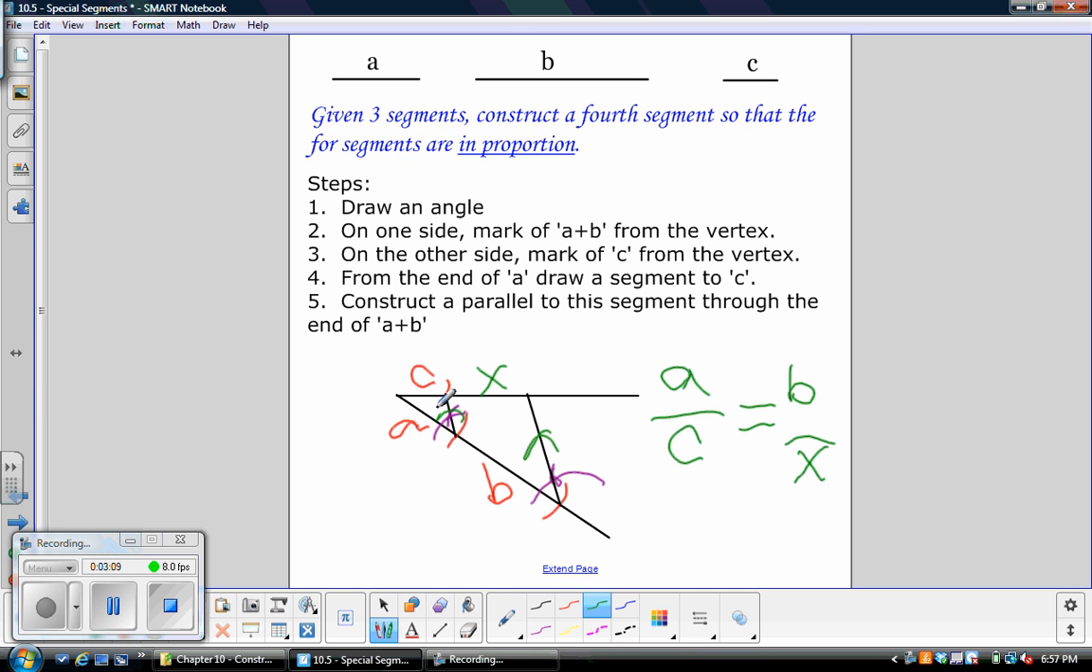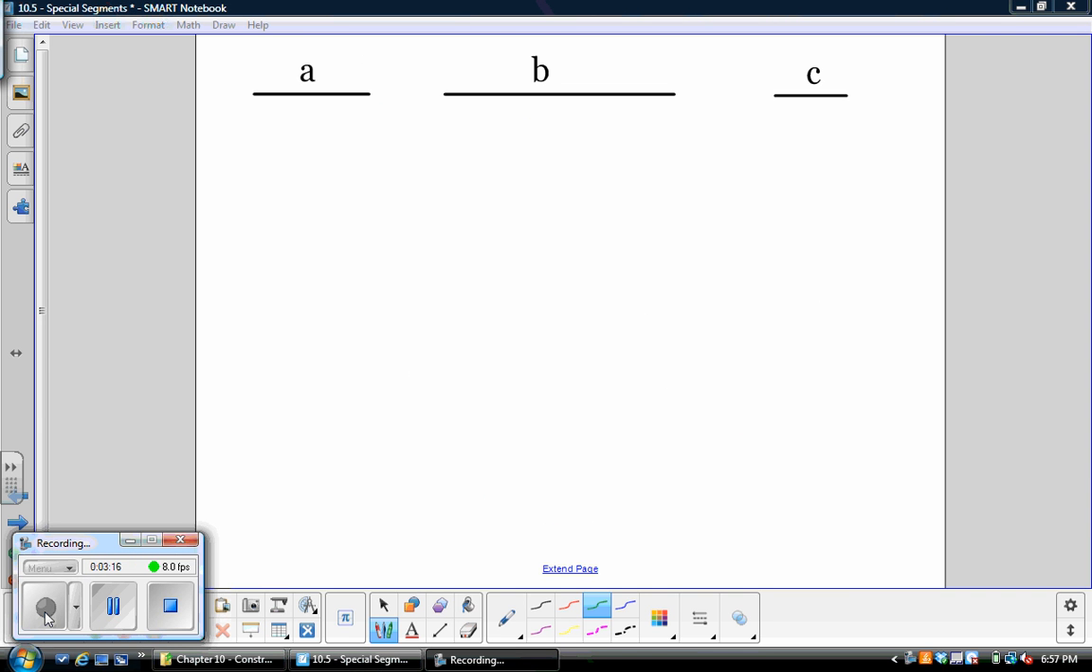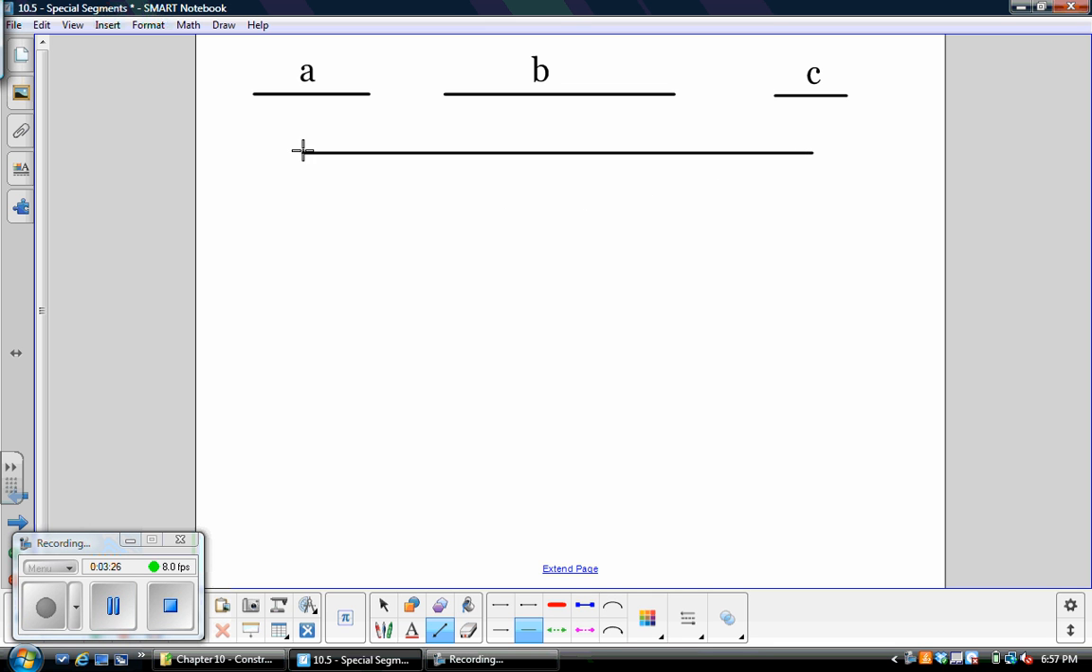Now I'm going to walk you guys through the steps using an actual compass and straight edge. So now be patient with me. If I make little mistakes, I'm sorry. First step, we drew our angle. I'm going to draw it nice and big. It doesn't matter what measure the angle is.